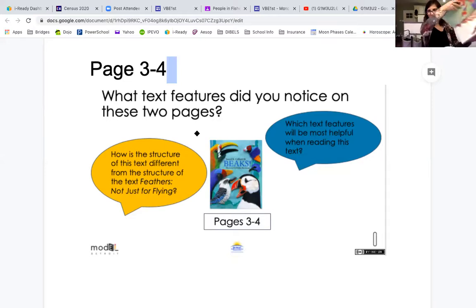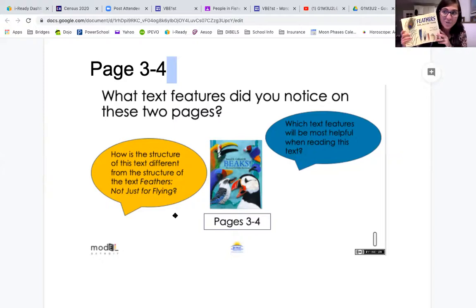Let's go back to our Beaks book. So let's take a look at our first bubble, the yellow bubble. It says, how is the structure on this text different from the structure of the text Feathers, Not Just for Flying? So Feathers, Not Just for Flying.